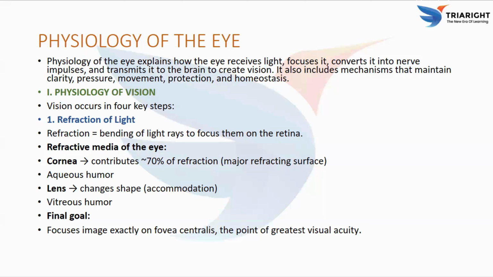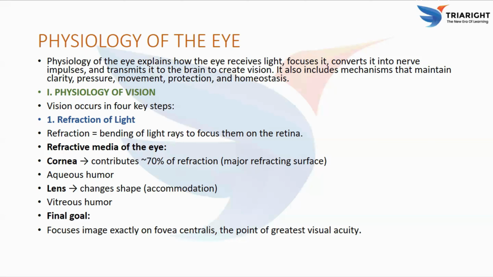Then the aqueous humor. Aqueous humor is a clear fluid in the anterior and posterior chambers. It provides some of the refractive power. It also maintains the intraocular pressure. So next is the lens. The lens is a biconvex, flexible and transparent structure. It also contributes to accommodation.